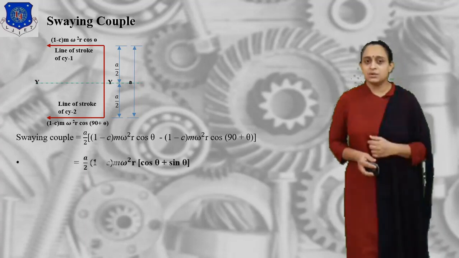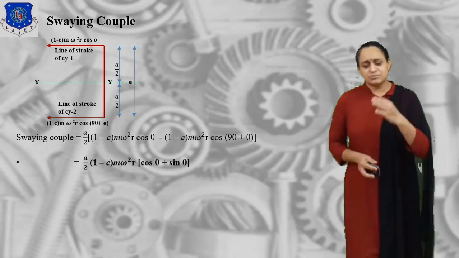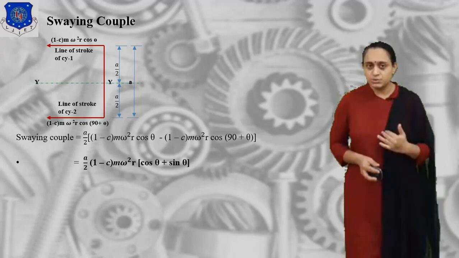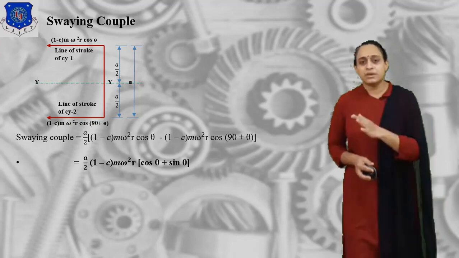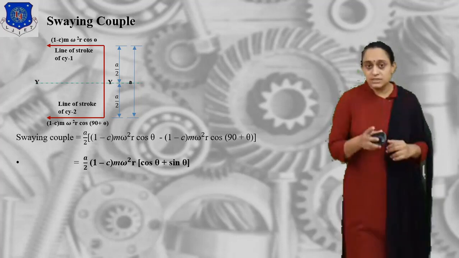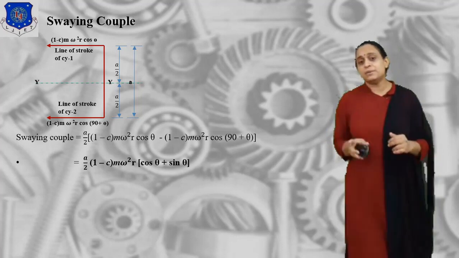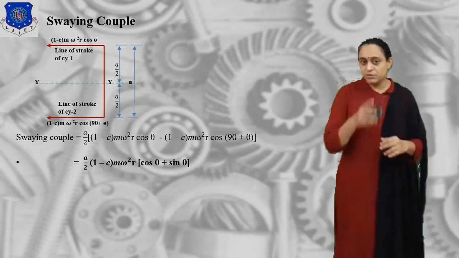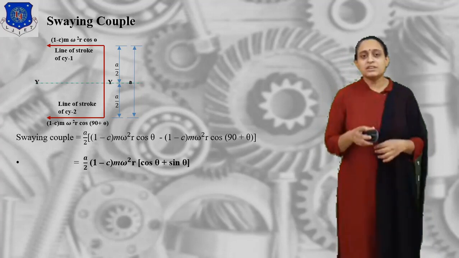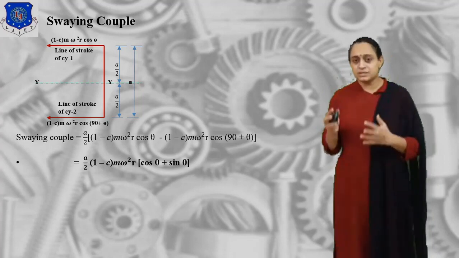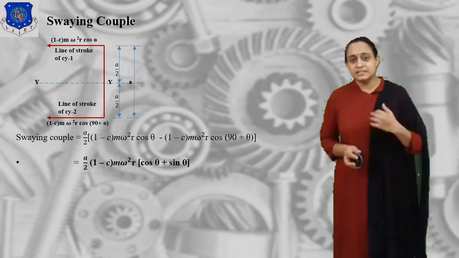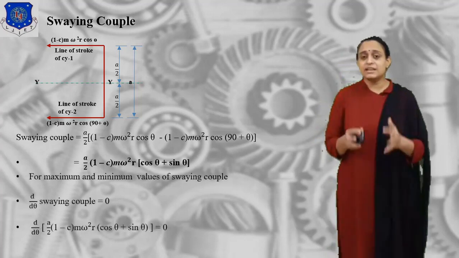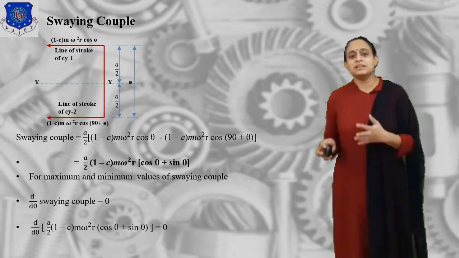Now, let us solve this equation further. Let us take out the common values: a by 2 and (1 minus c) m omega square r are common. Cos theta minus cos (90 plus theta), and cos (90 plus theta) is minus sin theta. With the negative sign in between, we get (1 minus c) m omega square r (cos theta plus sin theta). Again, all these equations basically depend upon the cos theta plus sin theta value.